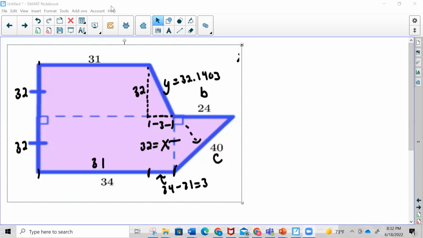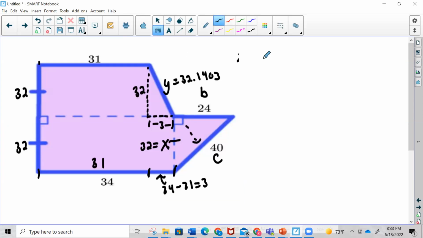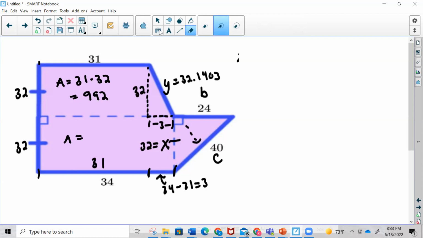Okay, so the second part of the question asked for the area. And so the area is the number of square units inside. So we need to find the area of all the pieces and then add them together. So for this rectangle, we can find the area by doing length times width, which is 31 times 32, which is 992. And then we can find the area of this rectangle. Again, we're going to do the whole side length, which is the 34 times the 32, and that gives me 1088.